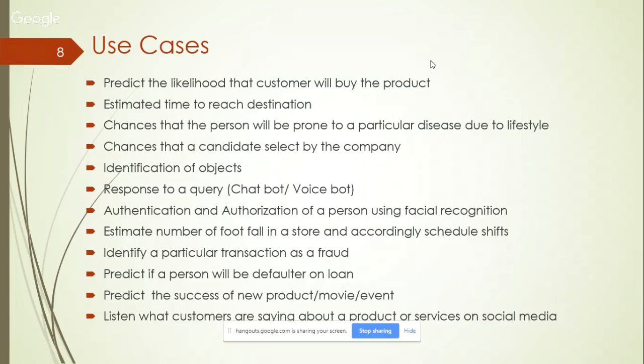Then the identification of objects. You must have seen that self-driving cars are coming. They identify objects: another car is on the road, there is a lamp, there is a road, there is a truck on the road. Such types of identification is where data science works. Then response to query. You must have heard about chatbots and voice bots. They respond to a query with the help of NLP.